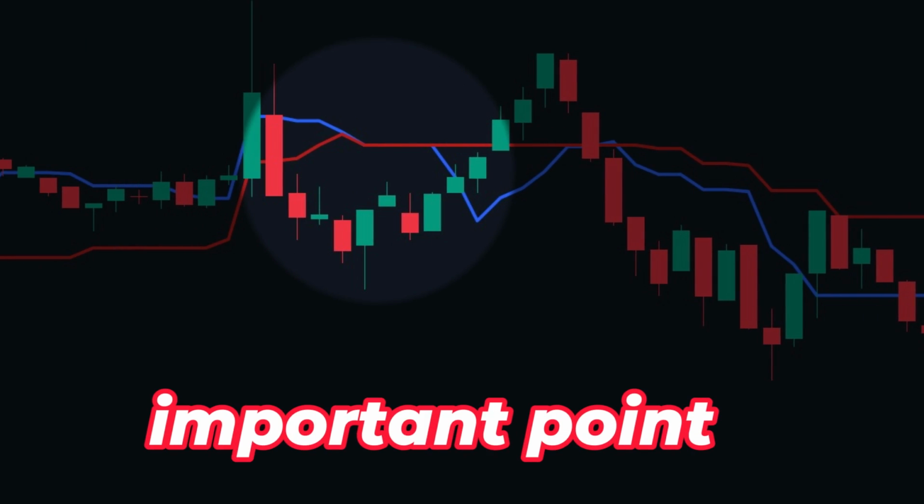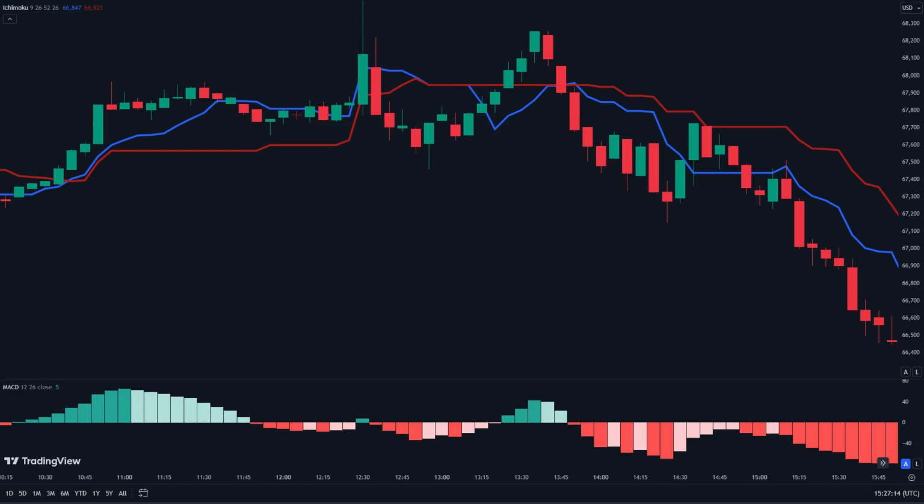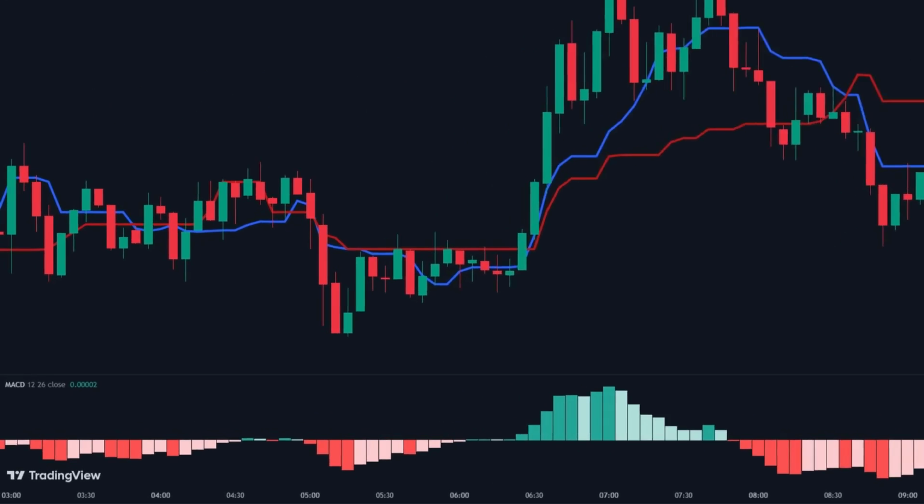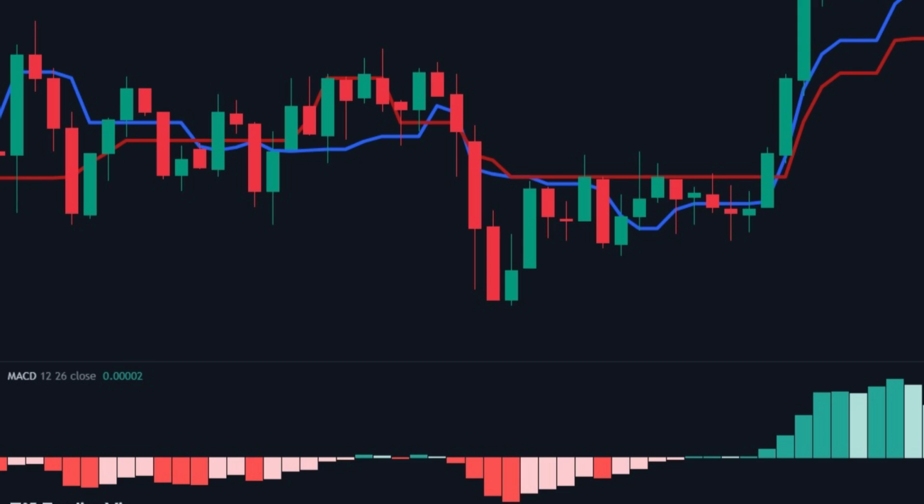An important point to always remember is that all conditions must be met before entering a trade. The absence of even one of these conditions is enough for us to refrain from entering the trade. Stay with us in the video to minimize mistakes as much as possible. Now, let's analyze the chart to identify the suitable entry points for trading.